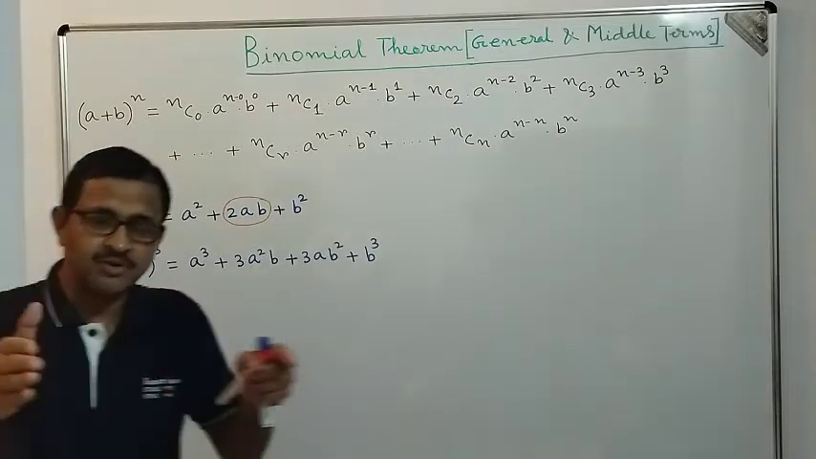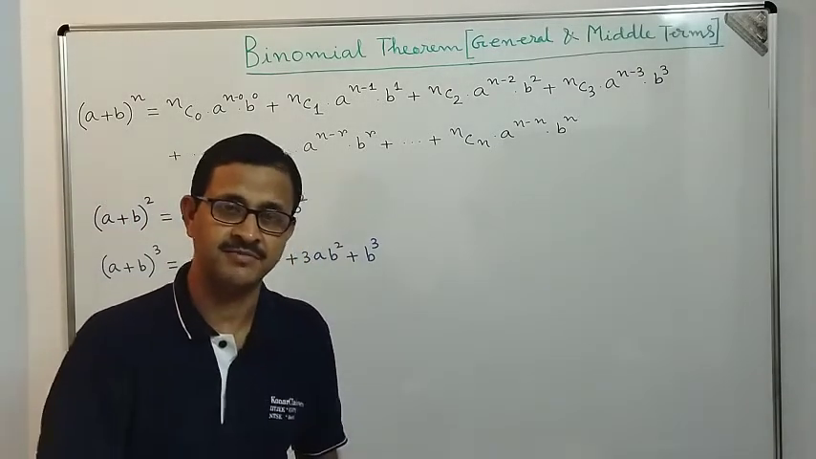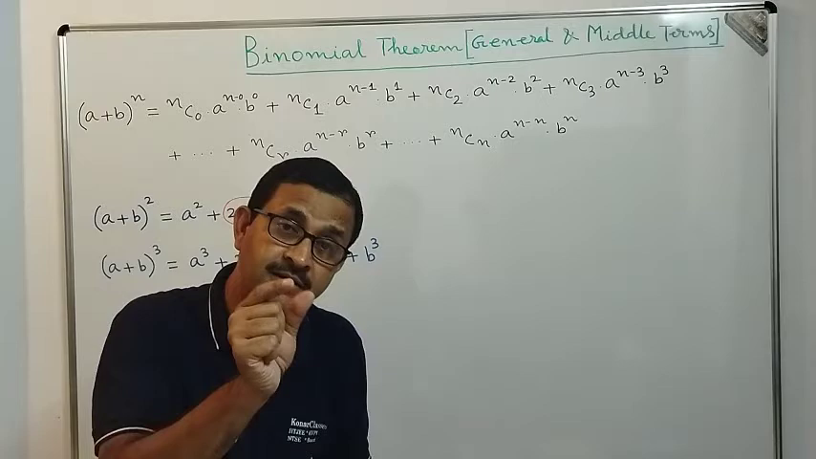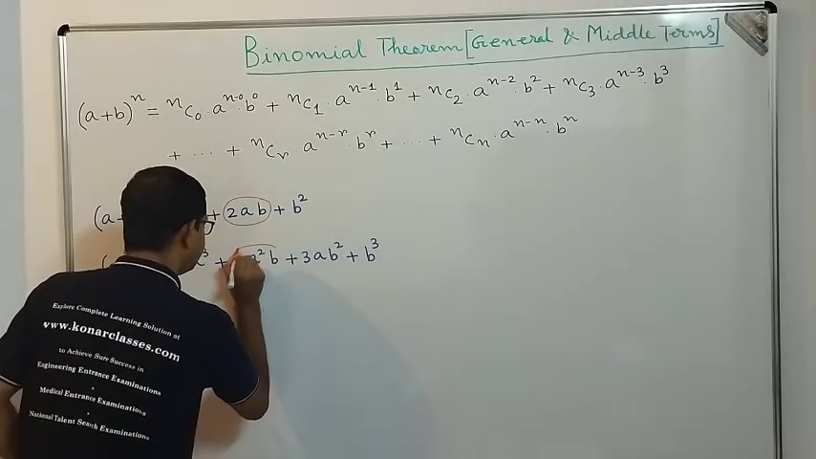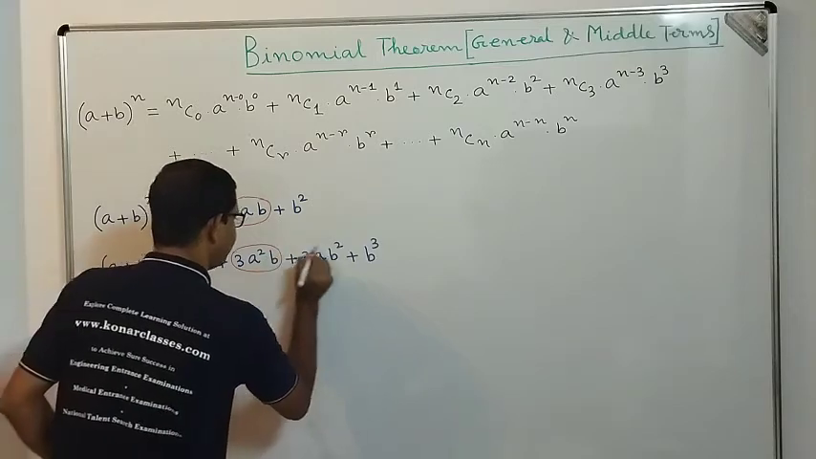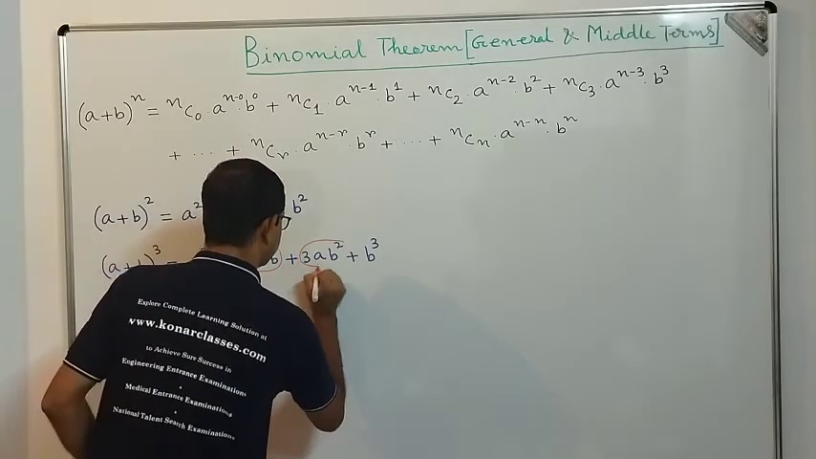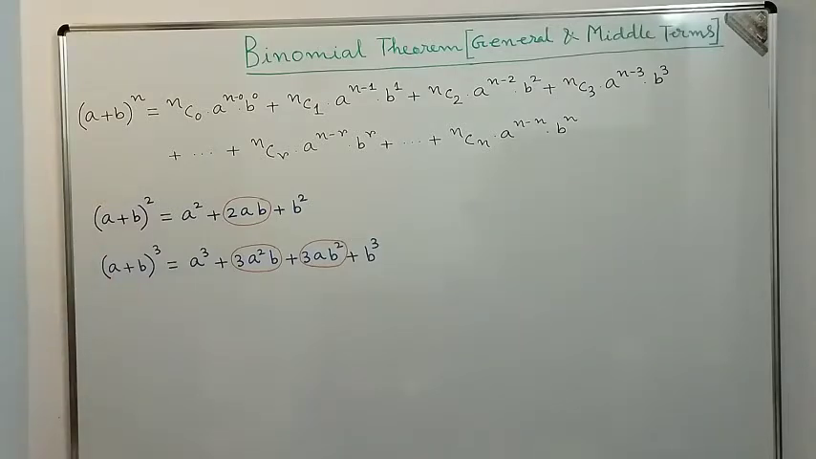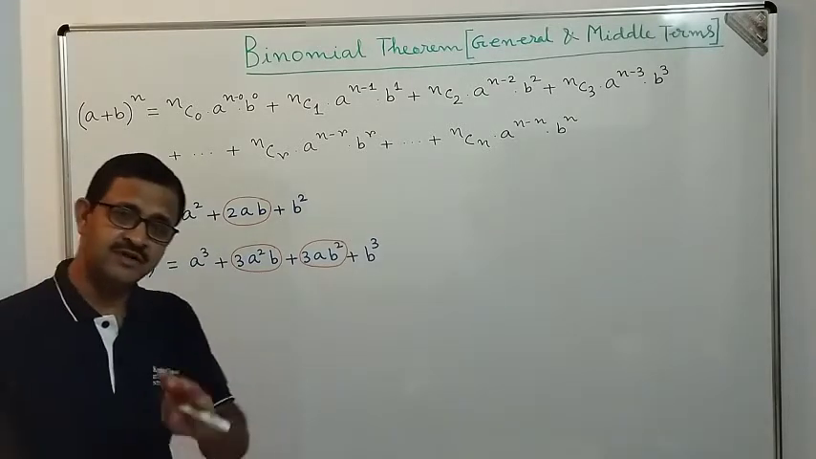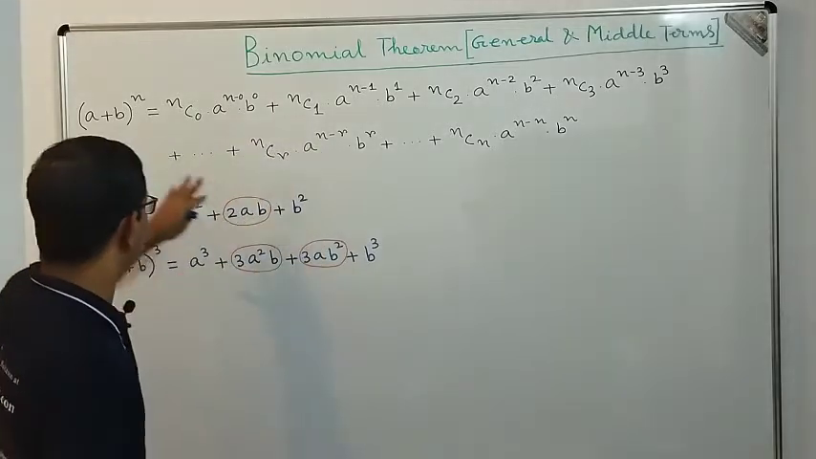If there are an even number of terms, then how do we find the middle term? Here it is plural, middle terms. Which ones are the middle terms? This one, 3a square b, and 3ab square. So these are the 2 middle terms. How do we find those middle terms? Let's work on this in a generic fashion.